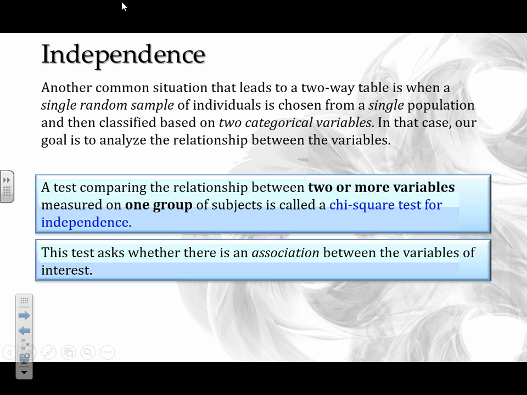So as one increases, the other increases. Or as one increases, the other decreases. So things like that. The difference here is now we're working with categorical variables, but we're still looking for the same thing. Do they have some sort of relationship? Does one possibly affect the other? So we're looking to see whether they're independent or not independent.